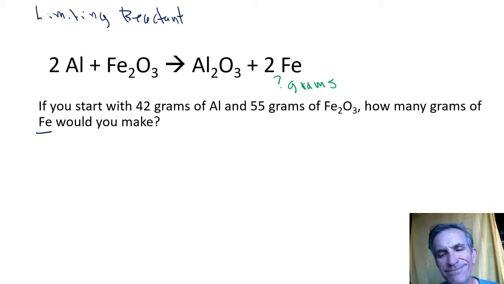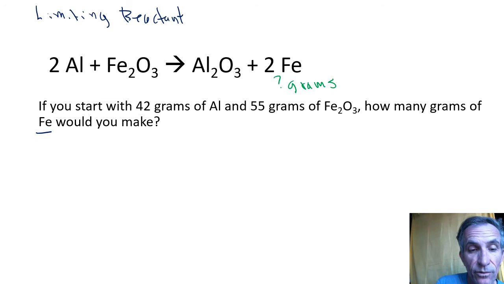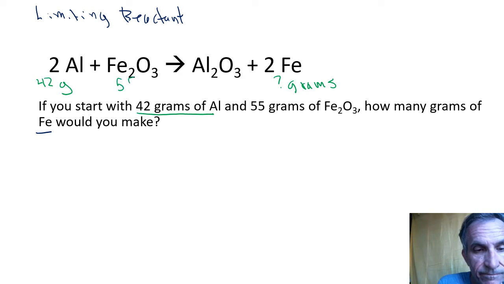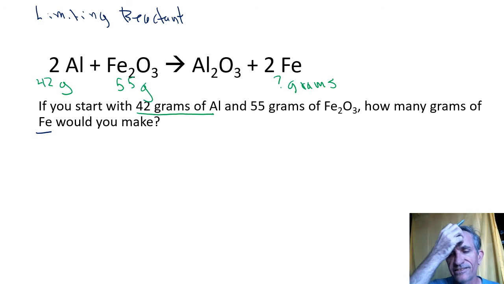But what makes this problem slightly more challenging than the ones you've heard so far is that I tell you the amounts of both chemicals you start with. I tell you in the question, you're going to start off with 42 grams of aluminum, and 55 grams of iron 3 oxide. And I ask you, based on those initial amounts, how much iron, how much Fe do you create?